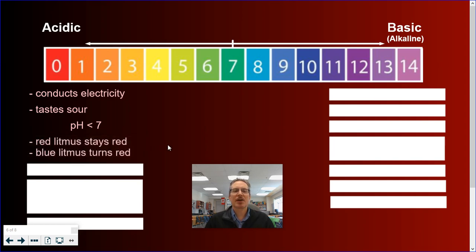Also, we're going to look at how a pH lower than 7 is acidic, but then when we test it with litmus paper, we know that red litmus stays red and blue litmus turns red. And I'm going to prove it to you.